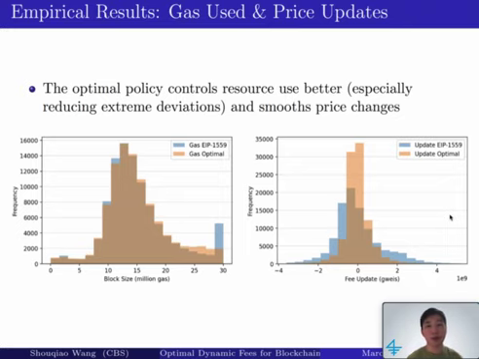Here are two histograms of the gas cost and transaction price. It shows that our policy reduces extreme deviations in gas cost and smooths price change on average. Note that our policy hits the gas cap 2T less frequently, as shown in the left graph, meaning that it does a better job on DSIC, which is dominant strategy incentive compatibility.